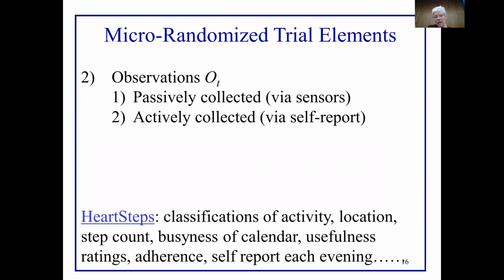At the bottom of the screen, I list some of the kinds of data we have in HeartSteps. Some of these are outputs of different algorithms, like classifications of whether or not you're going really fast, so you might be driving a vehicle, or you're walking, or you're sedentary. Your current location: are you at home, at the office, at work? How busy your calendar is for the next couple hours, and so on. We also, in this first study, which was a 42-day study, had self-report every evening. So we have some self-report data as well.